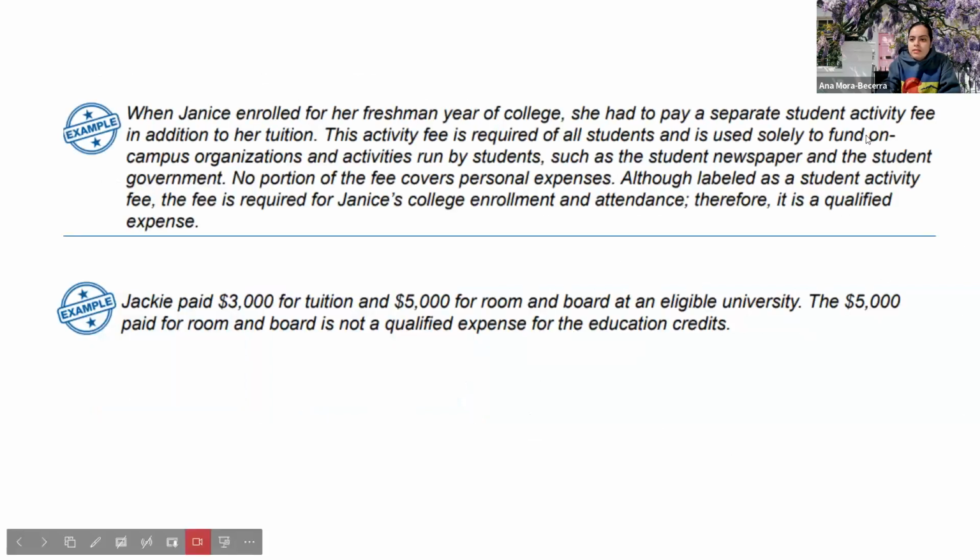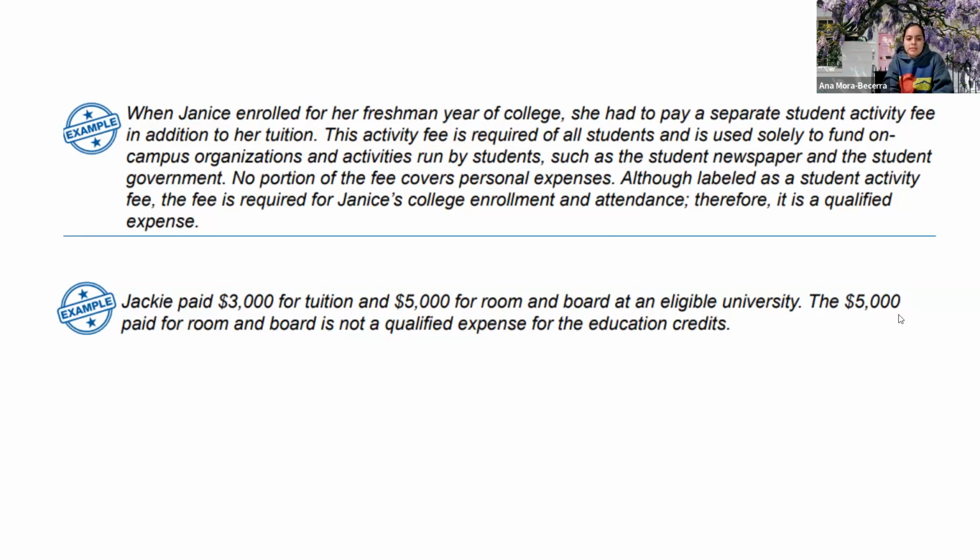So here's an example. When Janice enrolled for her freshman year of college, she had to pay a separate student activity fee in addition to her tuition. This activity fee is required of all students and is used solely to fund on-campus organizations and activities run by students, such as the student newspaper and the student government. No portion of the fee covers personal expenses. Although labeled as a student activity fee, the fee is required for Janice's college enrollment and attendance. Therefore, it is a qualified expense. And like I just mentioned, if it's required of every student, even if it's per college, it's a qualifying expense.